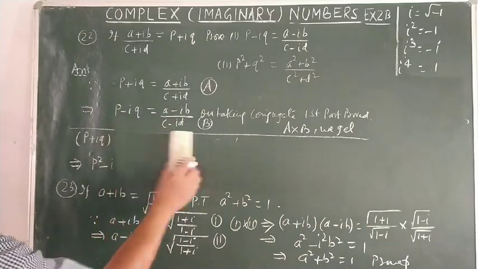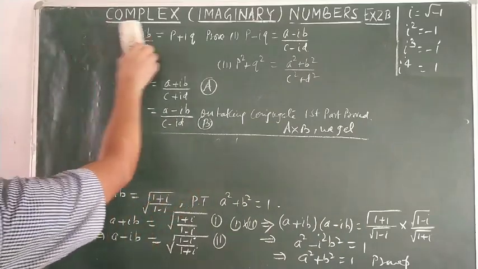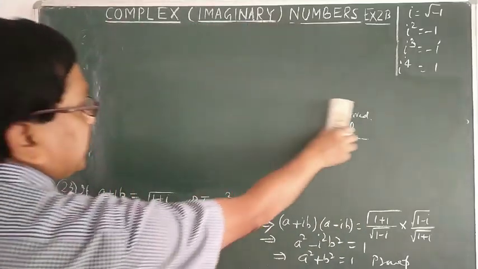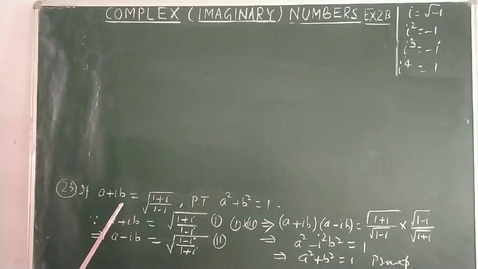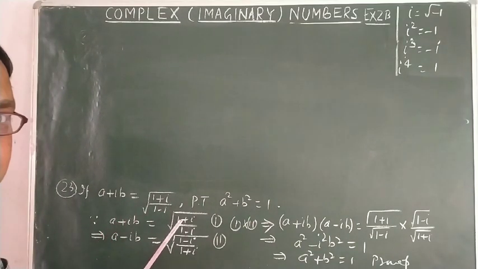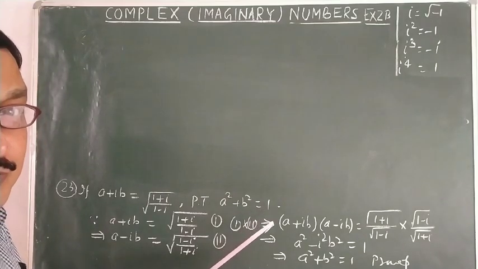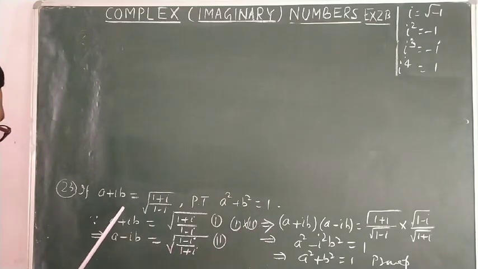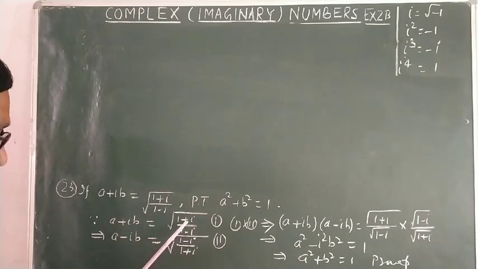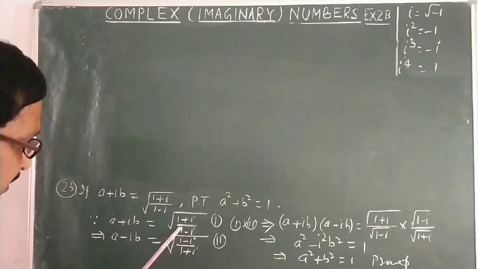Now come to the problem number 23. If a + ib is equal to the square root of (1 + i)/(1 - i), prove that a square plus b square is equal to 1. This is also a very important problem. So a + ib is this. Taking the conjugate, everywhere plus becomes minus, minus becomes plus.